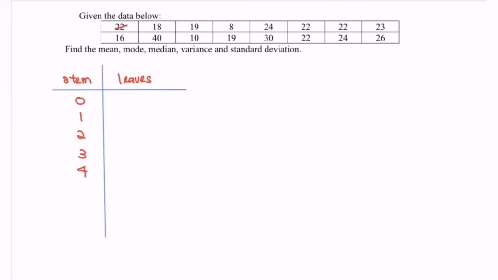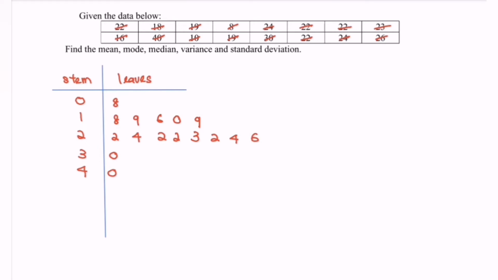So here we have 22, followed by 18, 19, 8, 24, 22, 22, 23, 16, 40, 10, 19, 30, 22, 24, 26. So here we have the situation.